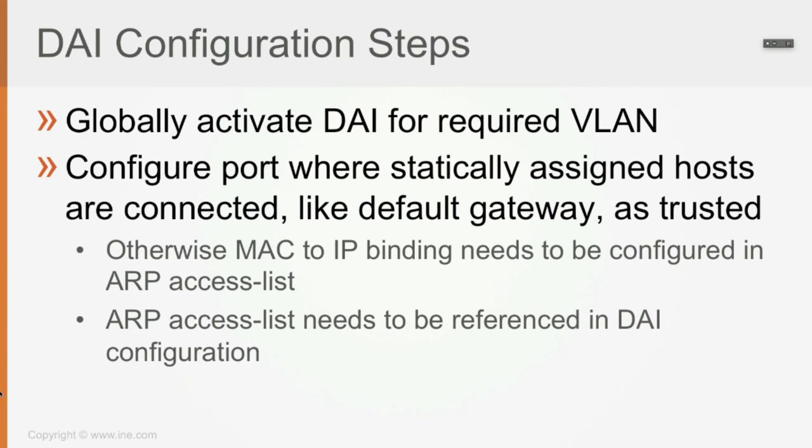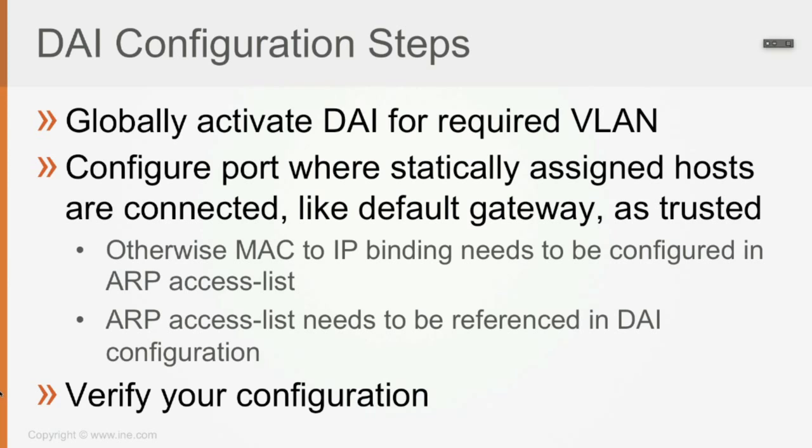So if you don't want to configure those ports as trusted, another option, which is a bit more complex, is kind of like a CCNP topic probably. You have to go on the switch and configure, as I was saying, static MAC to IP bindings in what is called an ARP access list, and then configure the dynamic ARP inspection to make use of that ACL in there. And of course, finally, verify your configuration.